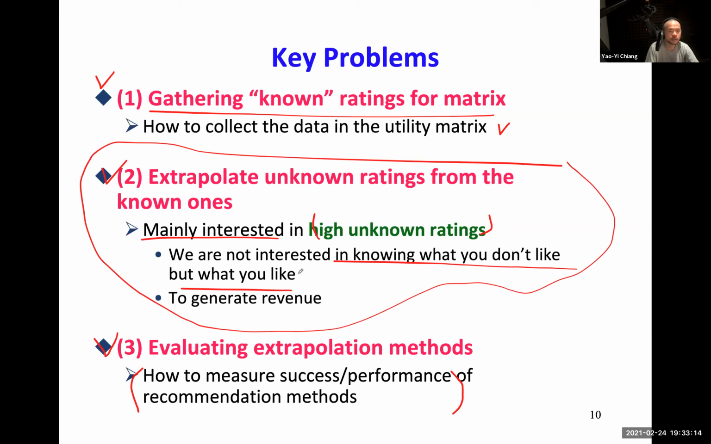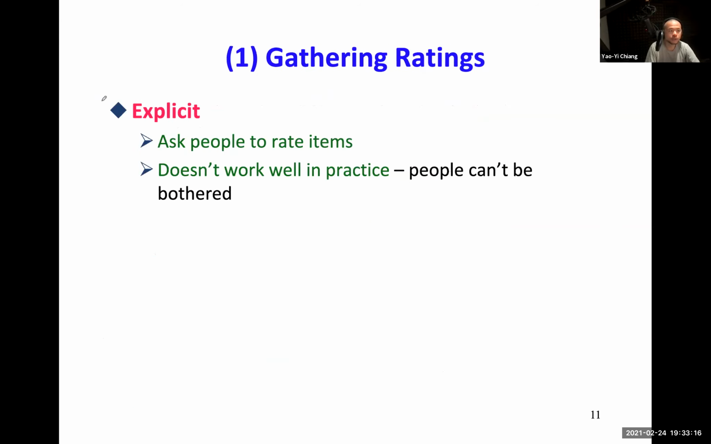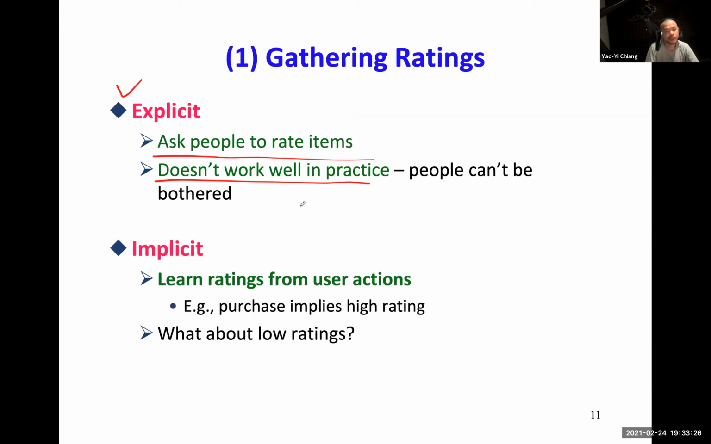But let's look at collecting ratings. So two ways. First one, you can ask people to rate items, explicitly. It doesn't really work well in practice. People can't be bothered. You can do implicit: learn ratings from user actions. For example, purchasing implies a high rating. What about a low rating? If the user didn't purchase it, it could be that the user just doesn't know about that item.